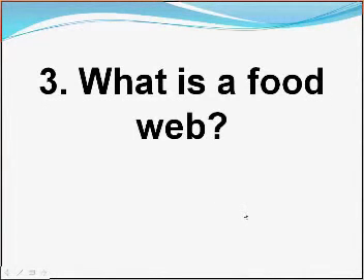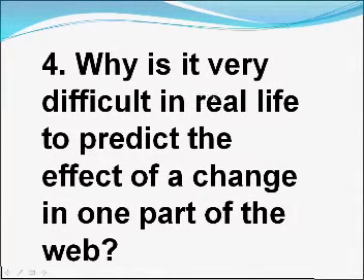Number 3, what is a food web? What is the meaning of the word food web? Number 4, why is it very difficult in real life to predict the effect of a change in one part of the web? Again, why is it very difficult in real life to predict or to foresee the effect of a change in one part of the web?